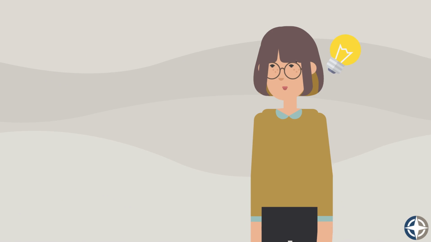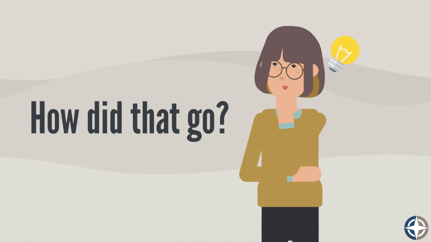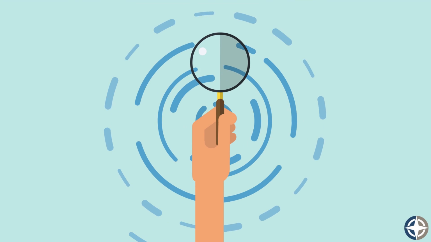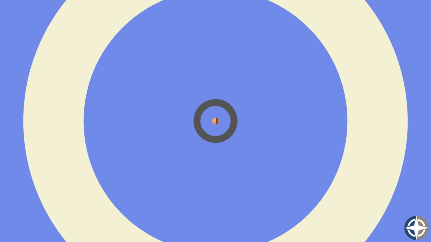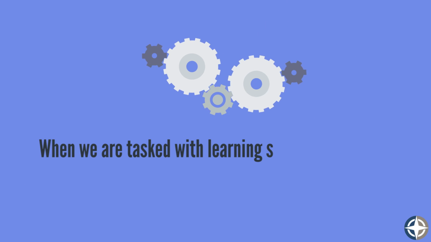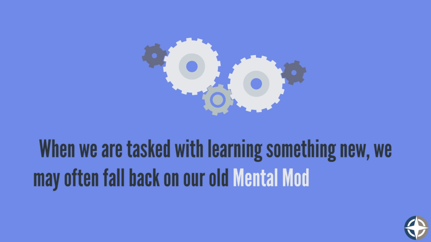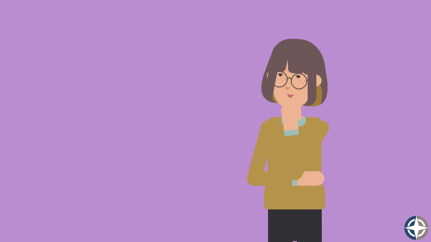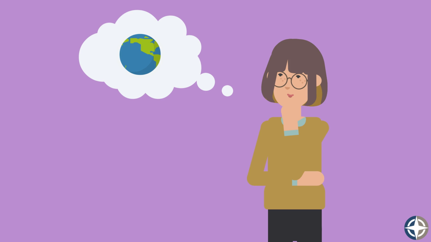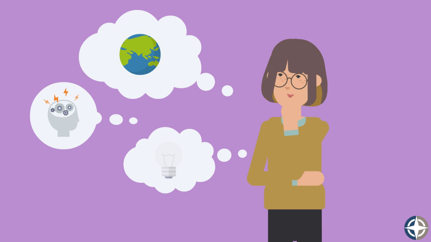Think of the last time you had to learn something new. How did that go? Was it easy, or did you struggle? When we are tasked with learning something new, we may often fall back on our old mental models to help us understand new ideas and concepts. However, we are also able to create new mental models or update old ones to integrate new information and learning systems.